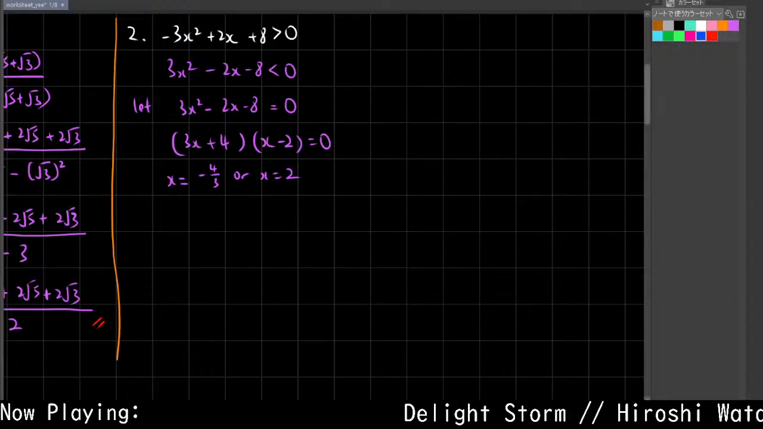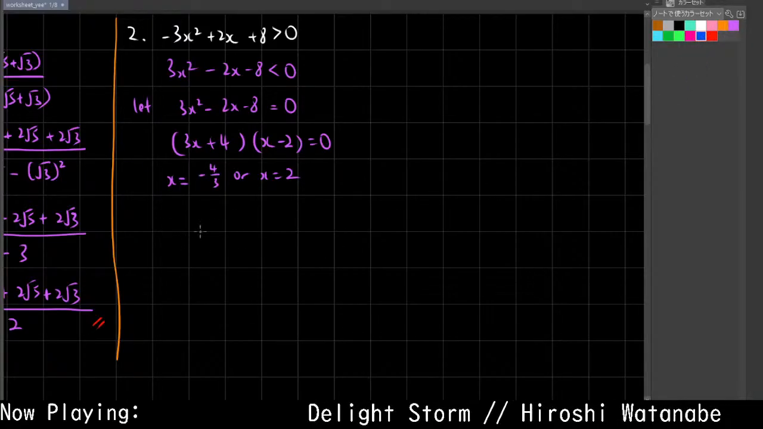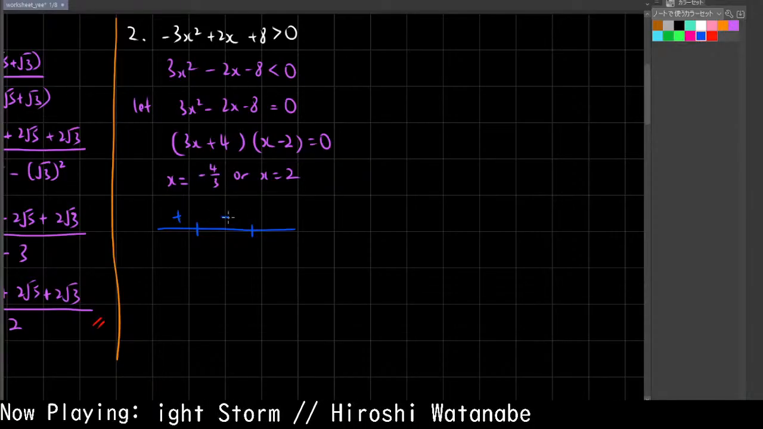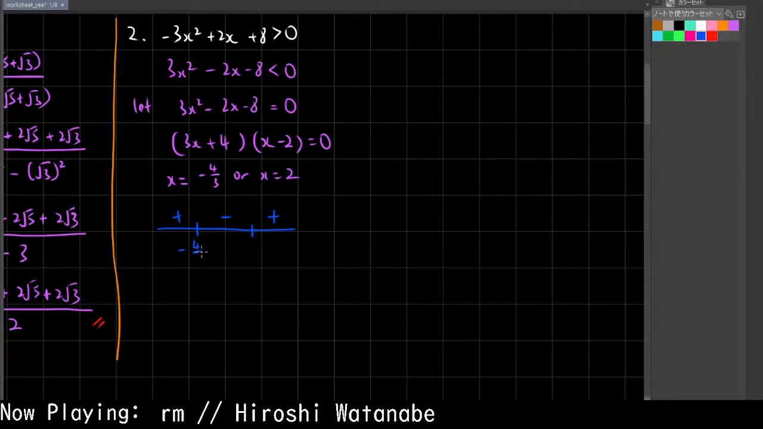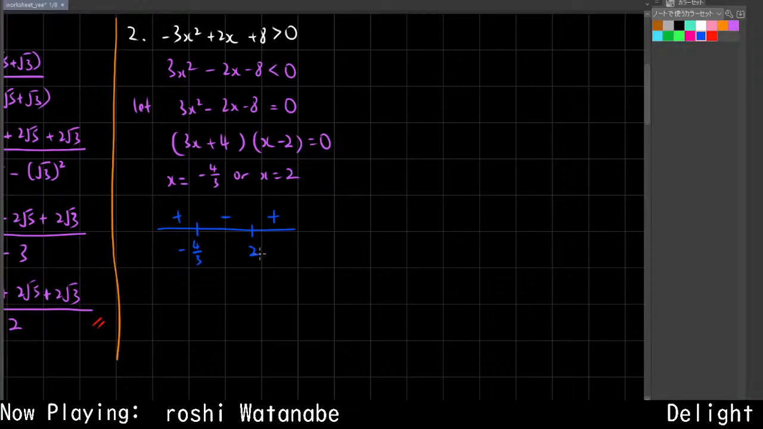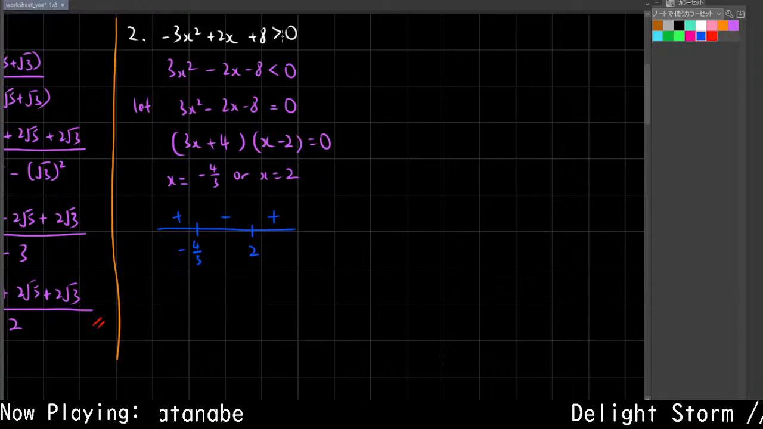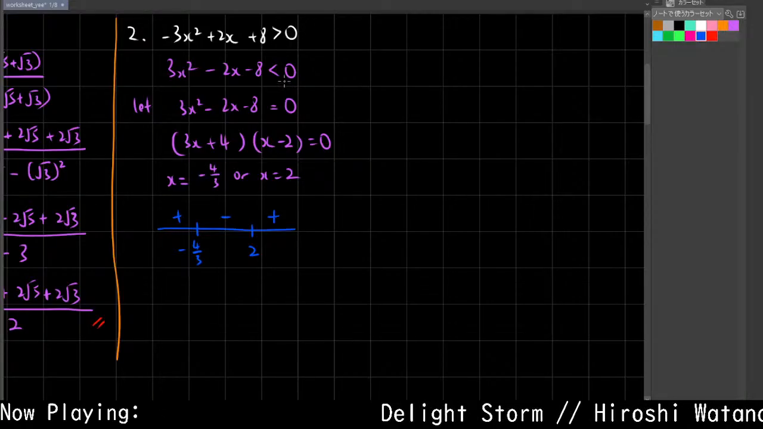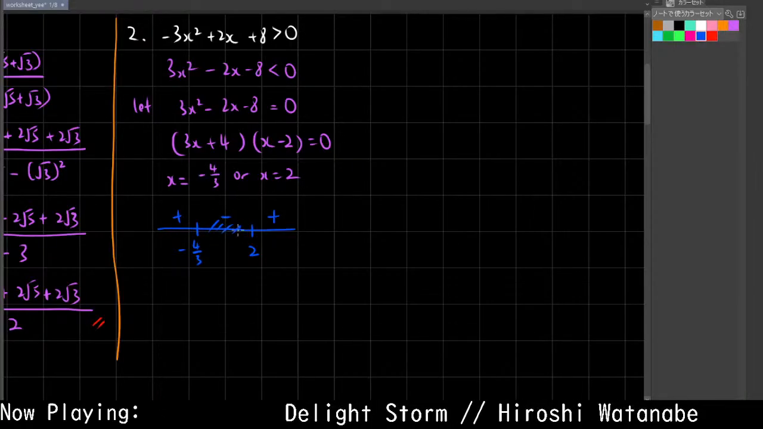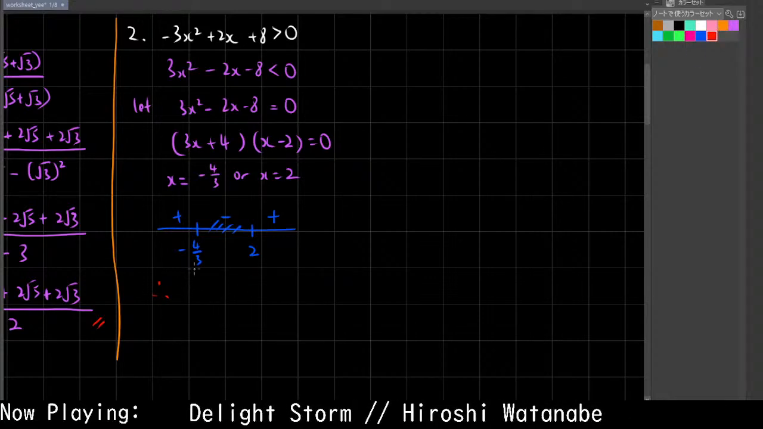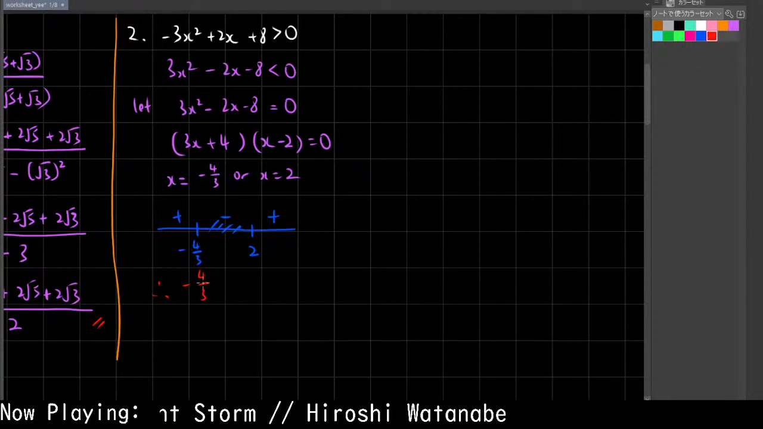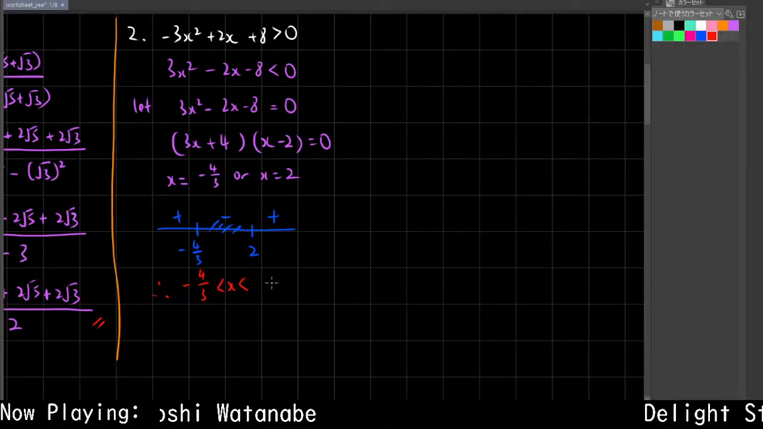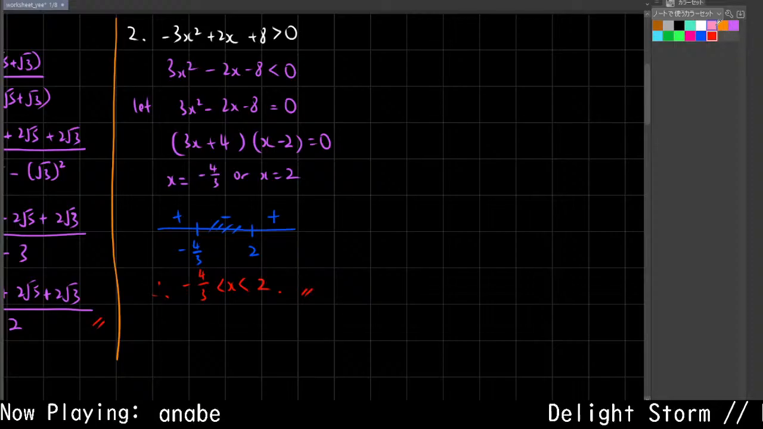So now you want to draw the graph. We converted it into a smiley face, so this will be plus minus plus, and your two x-intercepts will sit here. Since originally it's positive, now after converting it we want to find where it is negative, so we choose the middle portion. Therefore your answer is x is in between the two x-intercepts, negative 4 over 3 and 2. Okay, done.